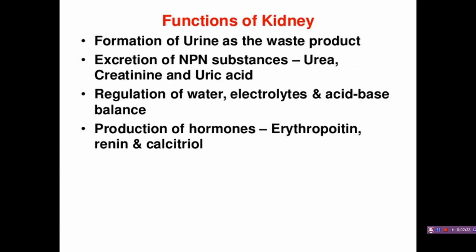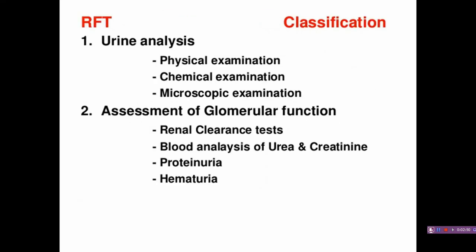Now, the function of the kidney: formation of the urine as a waste product, excretion of NPN substances such as urea, creatinine, and uric acid, regulation of water, electrolyte and acid base balance, and production of hormones, that is erythropoietin, renin, and calcium. Urine examination by means of physical examination, chemical examination, and microscopic examination. Assessment of glomerular function is renal clearance test, blood analysis of urea and creatinine, proteinuria, and hematuria.